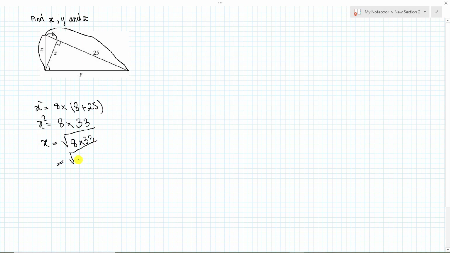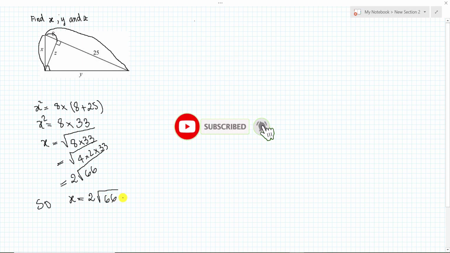And we know that 8 we can write as 4 times 2, and times 33. And 4 we can write as 2 squared. And we get 2 square root of 2 times 33, we get 66. So 8 equals 2 square root 66. Okay, now we have 8.